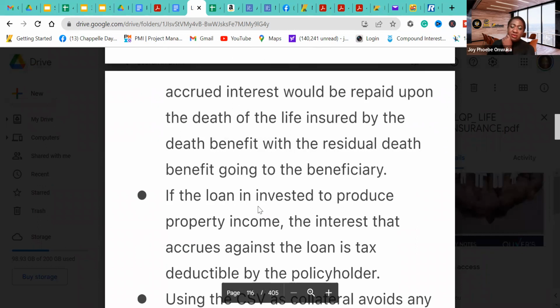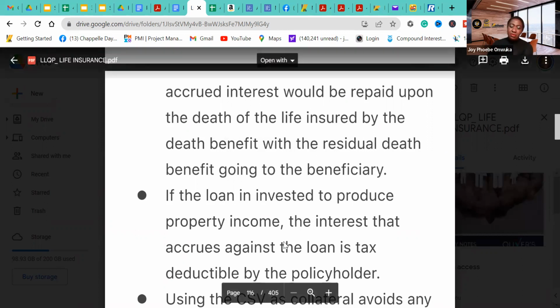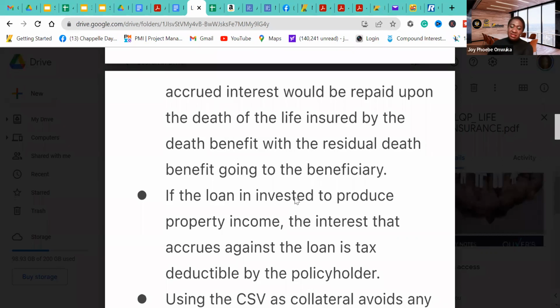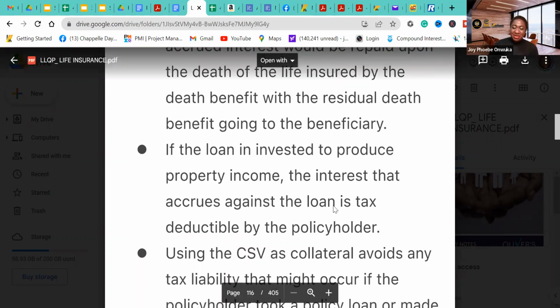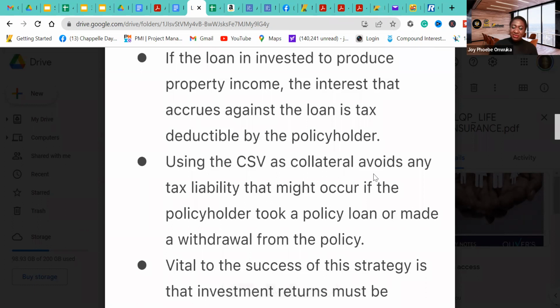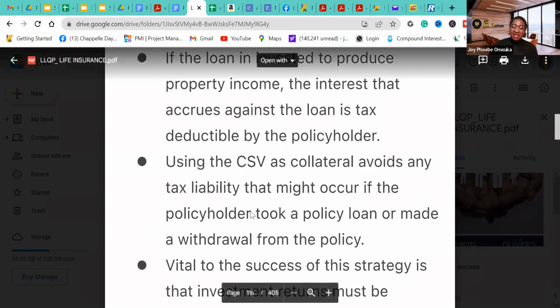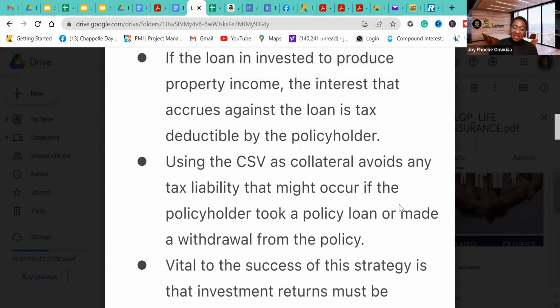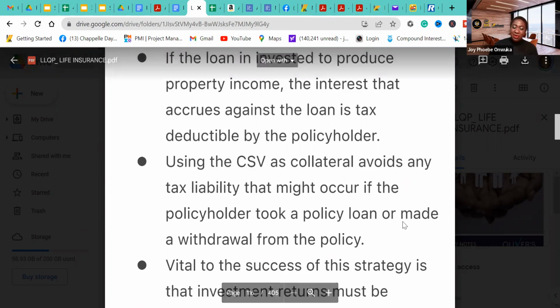If the loan is invested to produce, this is the language, I don't understand, to produce property income, then the interest that accrued against the loan is tax sheltered by the policyholder. Using the cash surrender value as collateral avoids any tax liability that might occur if the policyholder took a policy loan or made a withdrawal from the policy. Right.